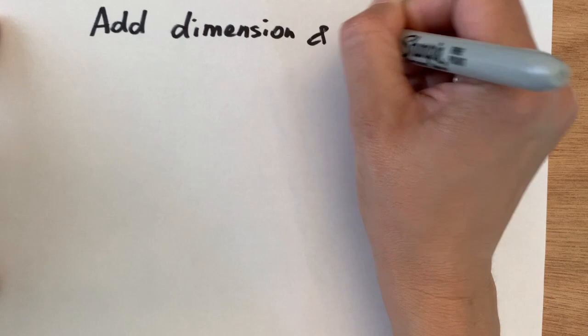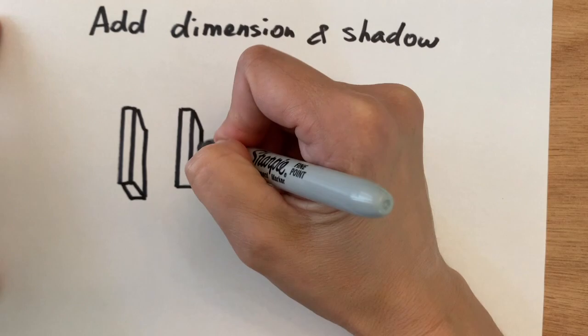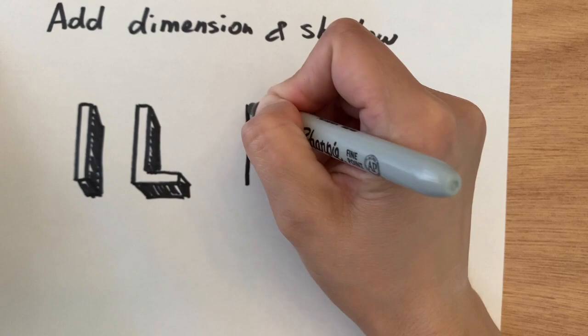Also, you can think about adding some dimension or shadows to your letters. For example, we can make the letters look three-dimensional by adding perspective drawing to the sides, or we can just repeat the letters underneath with a little bit of shifting to the side to make the letters look like they have a shadow.